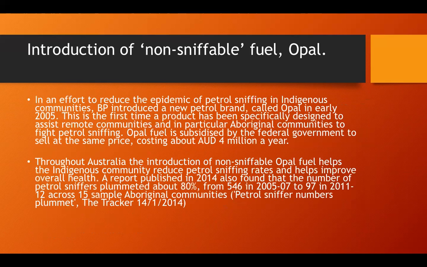Introduction of non-sniffable fuel. So this is what I was talking about, Opal fuel. In an effort to reduce the epidemic of petrol sniffing in Indigenous communities, BP, or British Petroleum, introduced a new petrol brand called Opal in the early 2000s. This is the first time a product has been specifically designed to assist remote communities, and in particular Indigenous communities, to fight petrol sniffing. Opal fuel is subsidised by the federal government to sell at the same price, costing about 4 million Australian dollars a year.